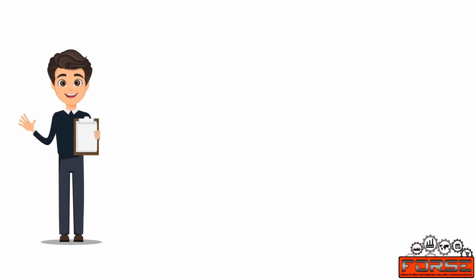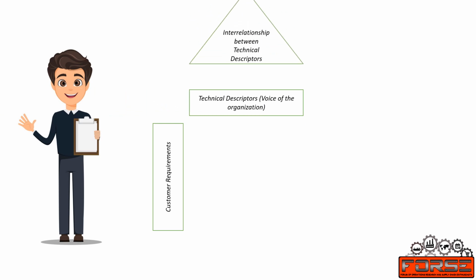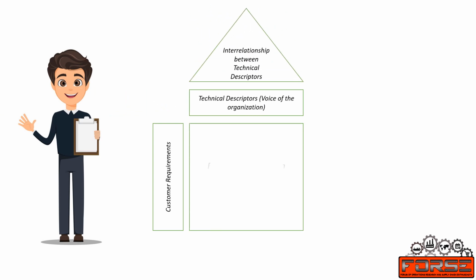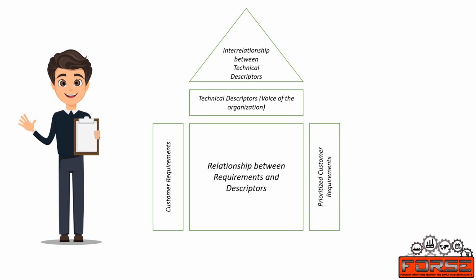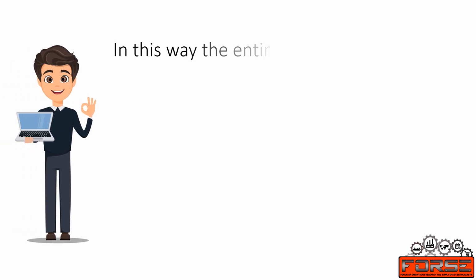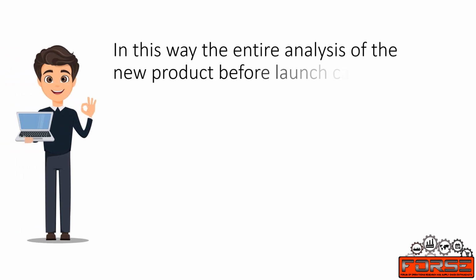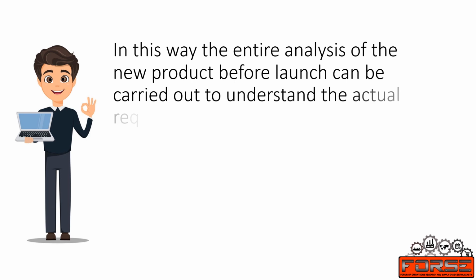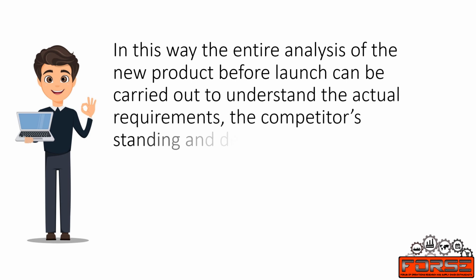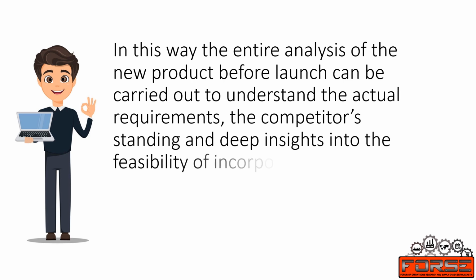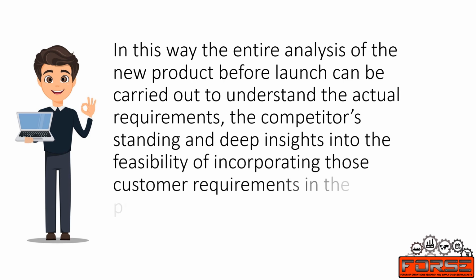The following is a brief summary on the various components involved in building the house of quality. Customer requirements. Technical descriptors. Interrelationship between technical descriptors. Relationship between requirements and descriptors. Prioritized customer requirements. Prioritized technical descriptors. In this way, the entire analysis of the new product, before launch, can be carried out to understand the actual requirements, the competitors' standing, and deep insights into the feasibility of incorporating those customer requirements in the products.